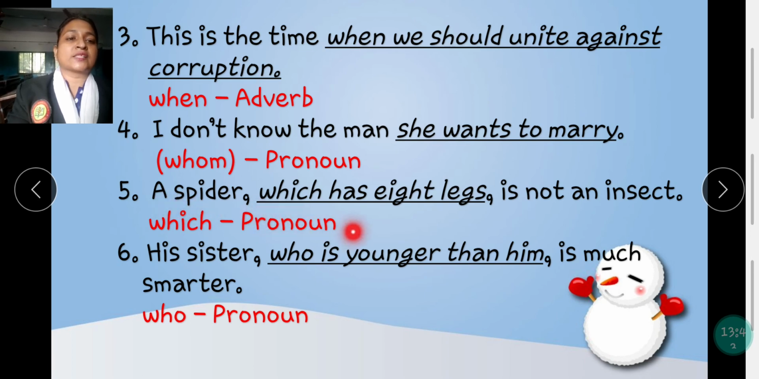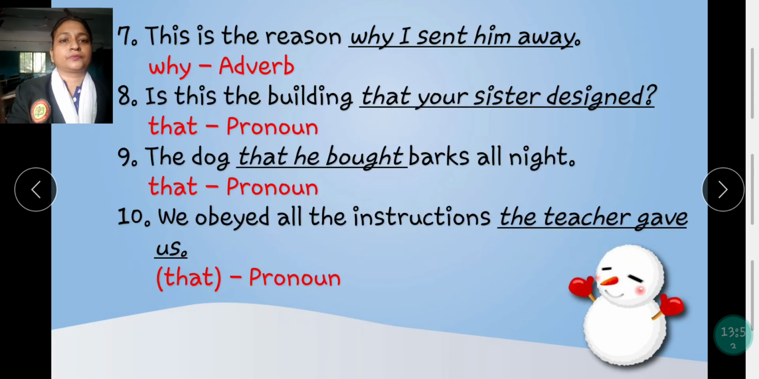A spider which has 8 legs is not an insect, which is pronoun. His sister who is younger than him is much smarter. So who here is pronoun. This is the reason why I sent him away. Why is adverb. Is this the building that your sister designed? Now that is pronoun here. The dog that he bought barks at night. That is pronoun. We obeyed all the instructions the teacher gave us. Now again here there is a hidden conjunction. So it is that, and that is pronoun.